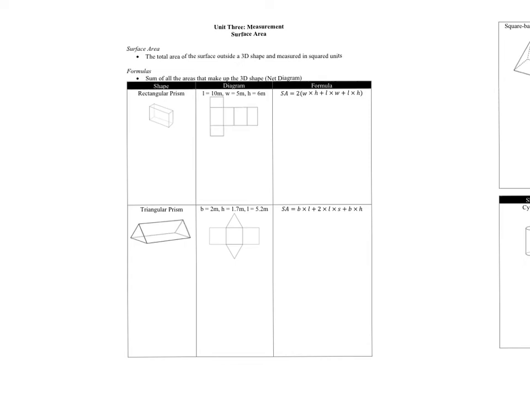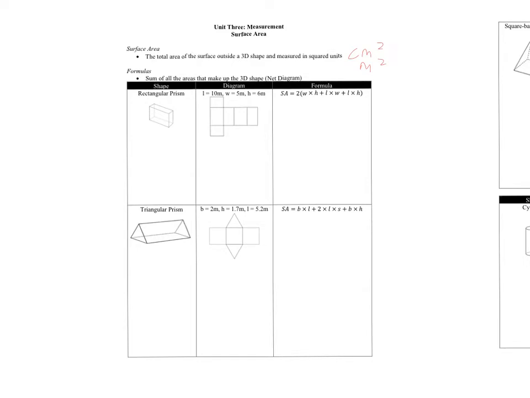Hello, grade 10s. We're going to start our online learning with surface area today. We finished off with volume, which is the inside of a three-dimensional shape. Now we're going to jump into surface area, which is the total area of the surface outside a three-dimensional shape. And it's always measured in squared units. So remember, when we finish these questions, we always want to think centimeters squared or meters squared, anything like that.